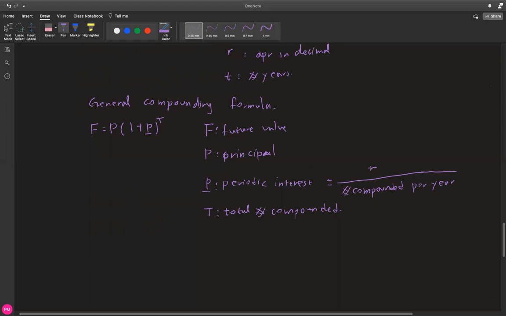And make sure that R is in decimal. And T is simply the number of years, and you multiply by the number of times compounded per year. So for example, if it's been compounded for 2 years monthly, you would multiply 2 by 12 and the t will be 24.